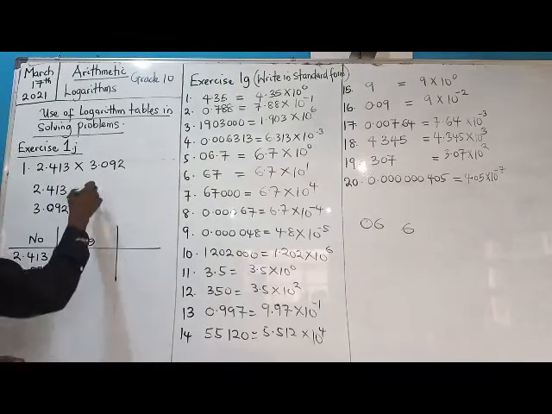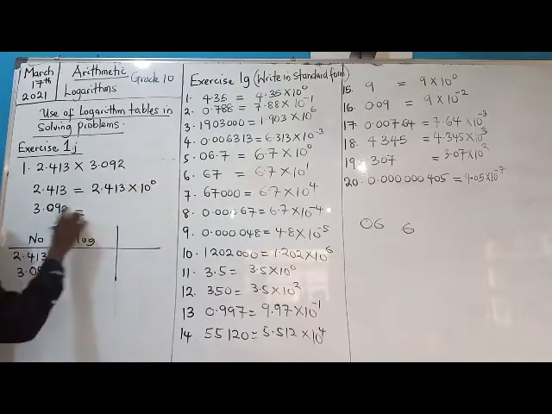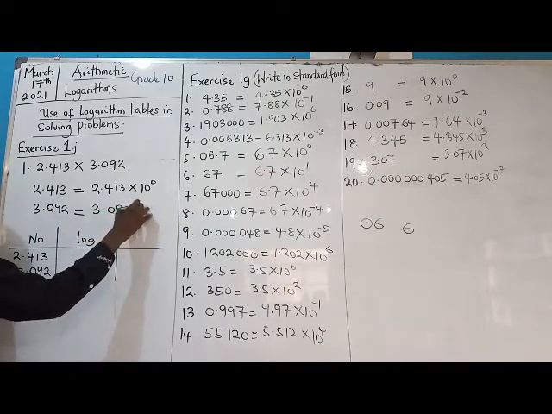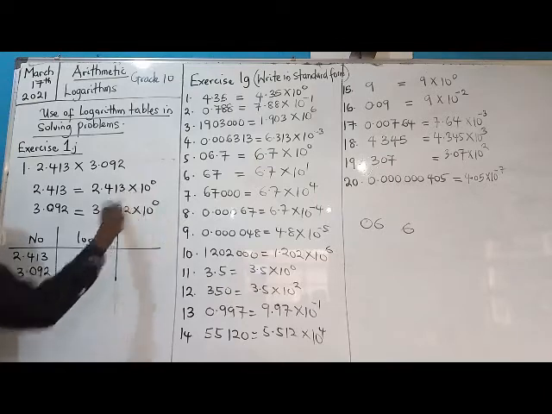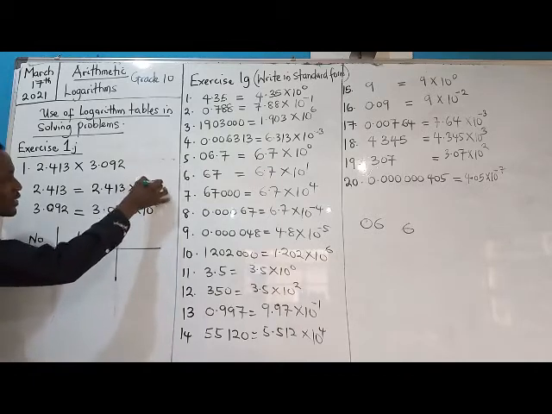Alright, so what's the standard form of this? This will be 2.413 times 10 raised to the power of 0. There is no movement here. This will be 3.092 times 10 raised to the power of what? 0. There's no movement. Now, in writing the log, you will write this 0.